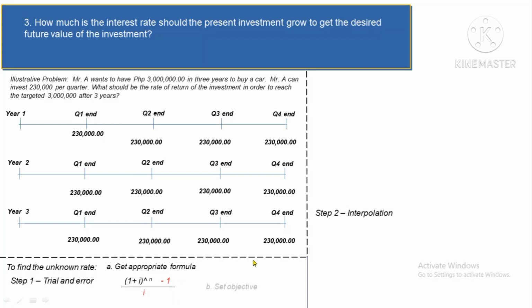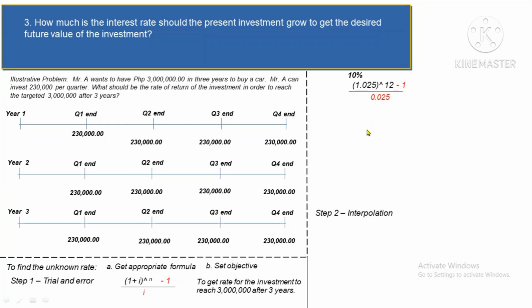And the second requirement is to set the objective, which in this case is to know the rate for the investment to reach 3 million after 3 years. After those requirements are set, the trial and error will follow. For example, we want to try 10% per annum. So we have to use that in the appropriate formula mentioned under requirement A. So we have 1.025 raised to the power of positive 12 minus 1 over 0.025.